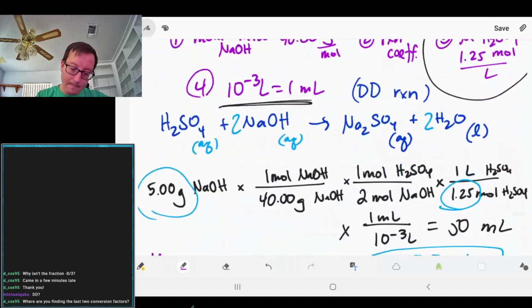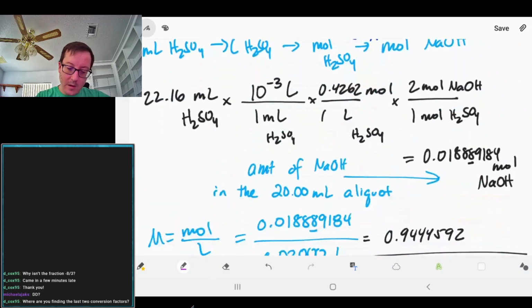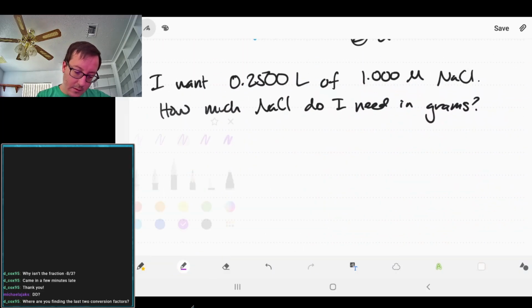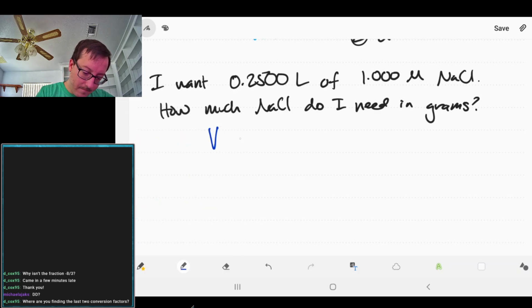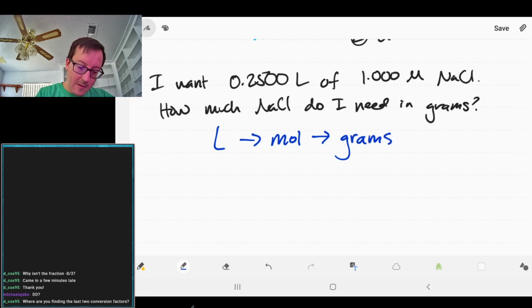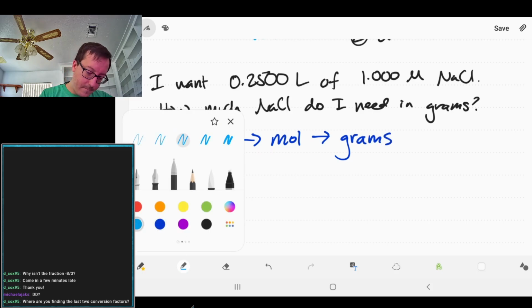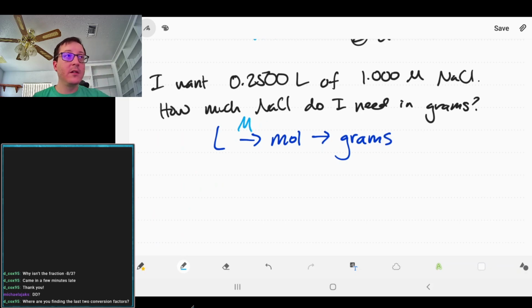So let's take a look. We can go from volume, let's say liters, to moles, and from moles to grams, using our molarity to go from liters to moles. That's what molarity does. And then we need our molar mass. So let's go ahead and do it.